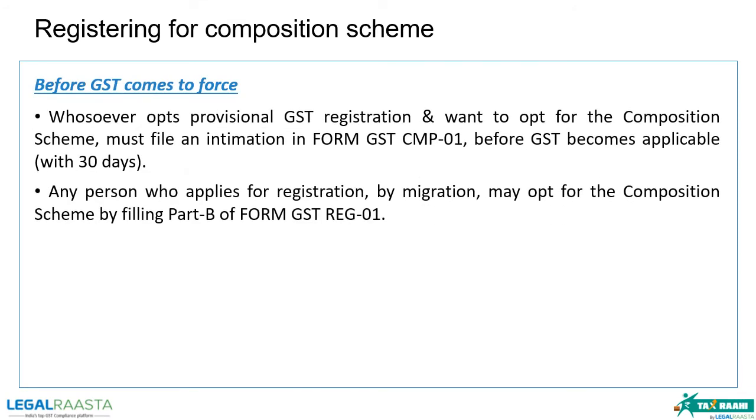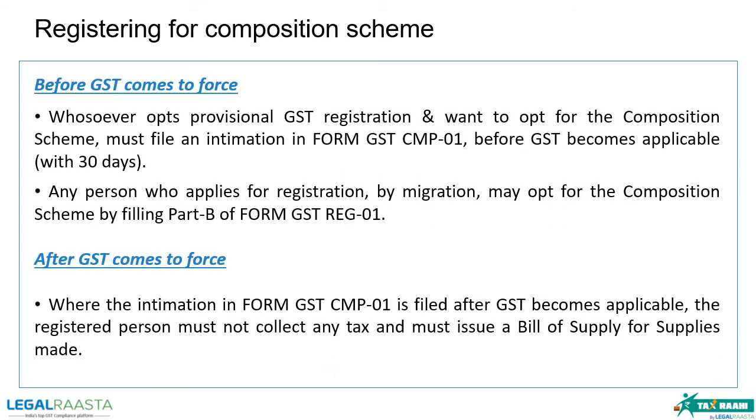Registering for composition scheme can be done in two ways. Before GST comes into force, whoever opts for provisional GST registration and wants to opt for composition scheme must file an intimation before GST becomes applicable or through migration. Secondly, after GST comes into force, where the taxpayer files the intimation after GST becomes applicable.